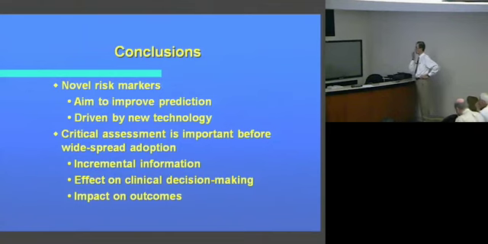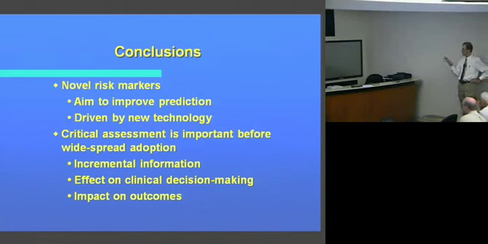Novel risk markers, I think we need more of them. We really need to improve prediction. A lot of this is driven by new technology development. But I really think we need to do this critical assessment, and maybe I need to work with Dan and some of the other editors to make sure that we apply these criteria to new papers that come out. So we're doing this in a better way. We need to assess incremental information and look at what we're doing about decisions. But in the end, the main thing is to make sure that by using these tests, we're actually improving outcomes and not just shuffling things around. So I'll stop here and answer any additional questions.